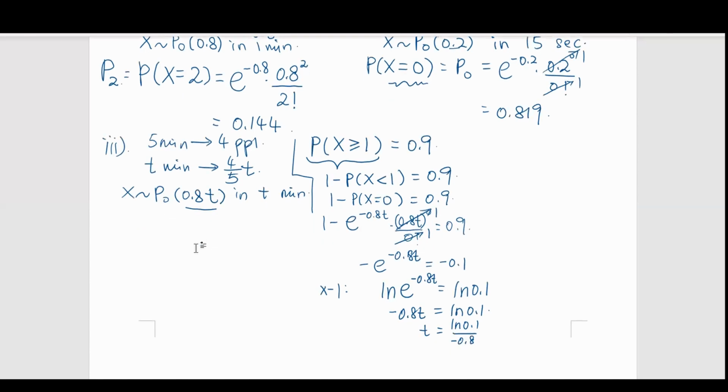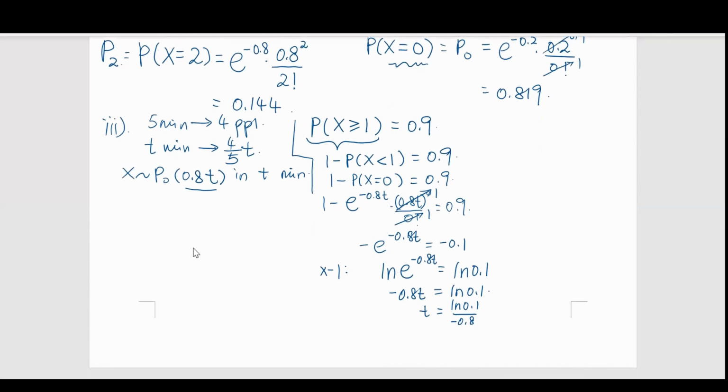Using the calculator, the value of t is going to be 2.88, rounded off to 3 SF. So for this particular question, with probability 0.9, the interval t is going to be 2.88 minutes.